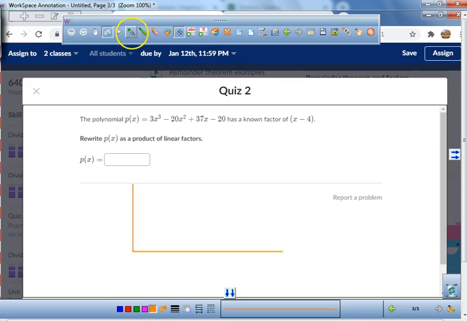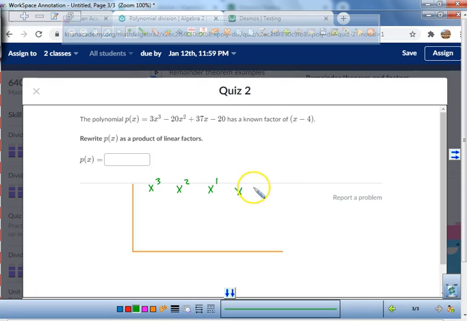All right, so here we go. That says 3x cubed, so I'm going to start out with x cubed, then x squared, then x to the first, then x to the 0. Now that says x minus 4. So if that says x minus 4, what number do you have to plug in? You have to plug in a 4, so I got to put a 4 right here.